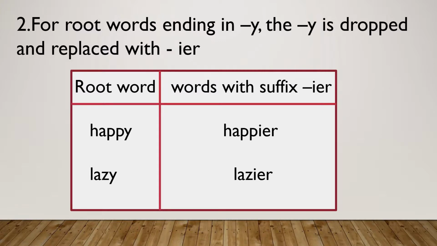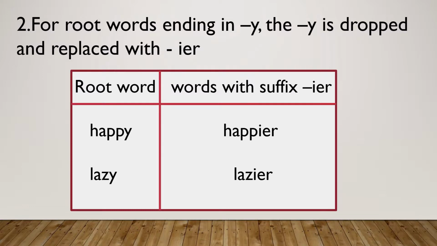Now the next one is lazy. Here also we have to remove Y from the root word, and after removing Y, we have to add IER. So lazy becomes lazier. Correct? Why? Because here we have added the suffix, that is IER. So wherever the word is ending with Y, we have to use IER.